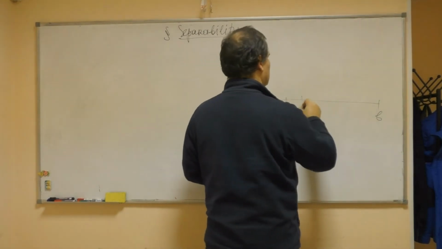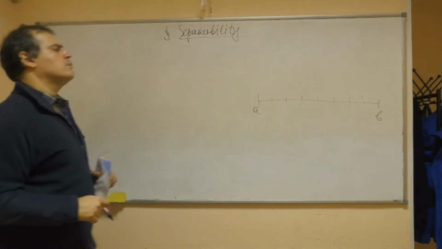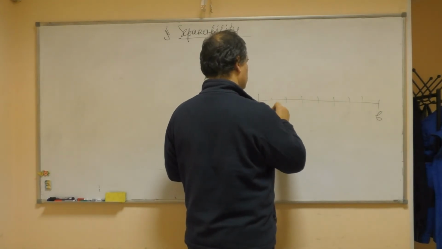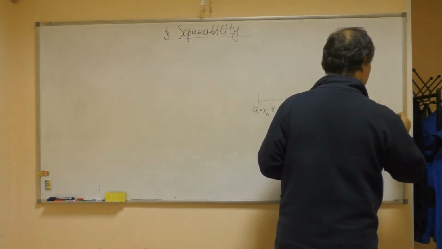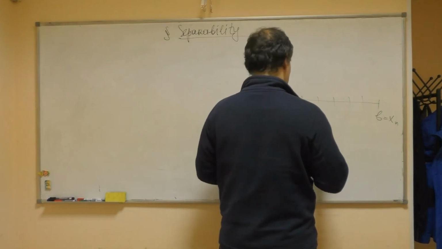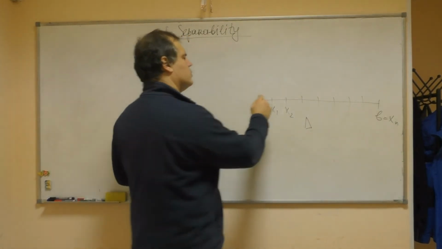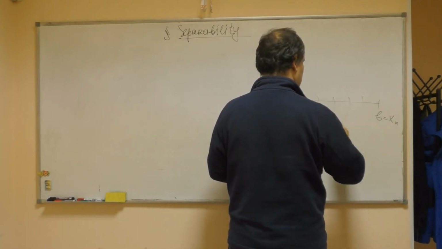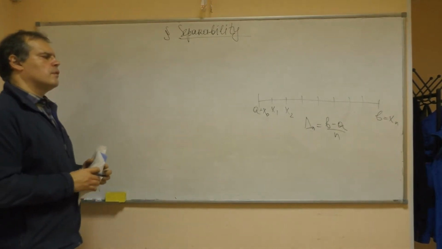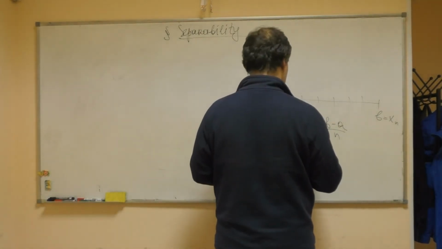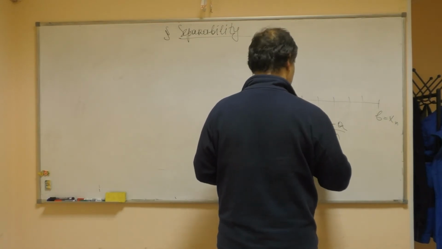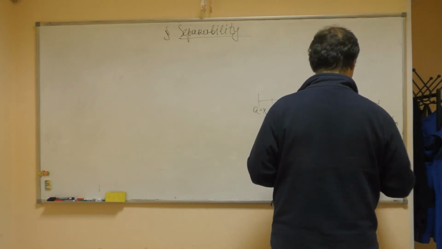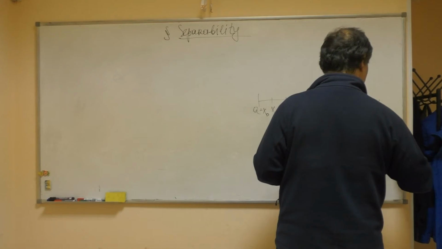Let us split our segment [a, b] into n parts. So a is x equal to x0, x1, x2, and so on, and b is equal to xn. All parts are equal and have a length of delta n equal to (b minus a) divided by n. x0 equals a, and xk is equal to x(k minus 1) plus delta n for all k from 1 to n.